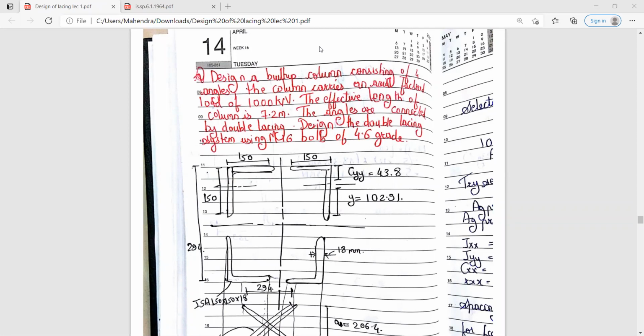और क्या क्या दिया हुआ है? Effective length and the factored load are given to you. And they have told you that the angles are connected and to design the double lacing system. So just note down the question. Then we'll proceed for the solution.